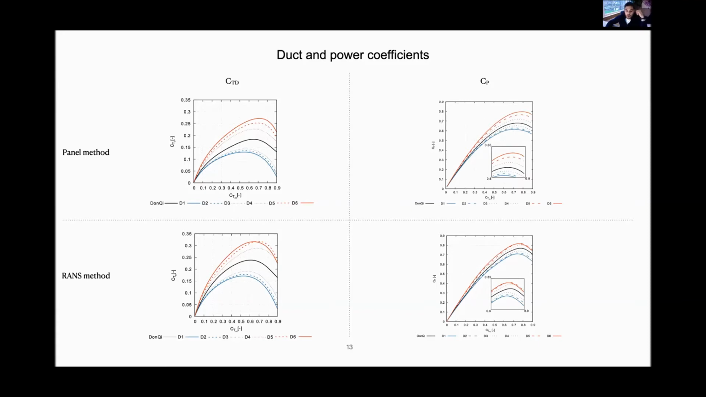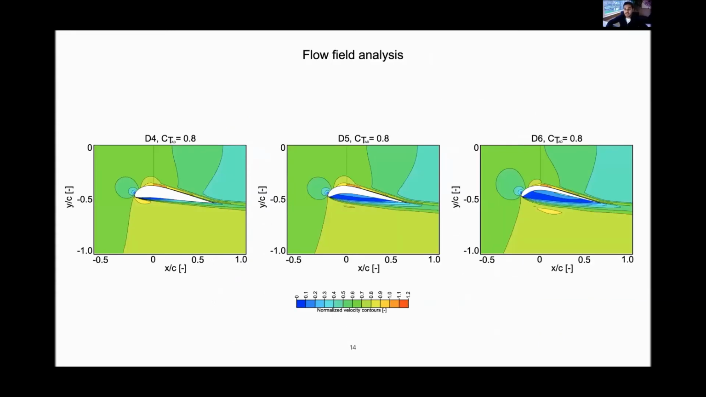So what we notice is that camber does play an important role to enhance the performance, but after a certain limit, the camber behaves in an unsatisfactory way. And just to investigate that further, we have some flow field analysis.